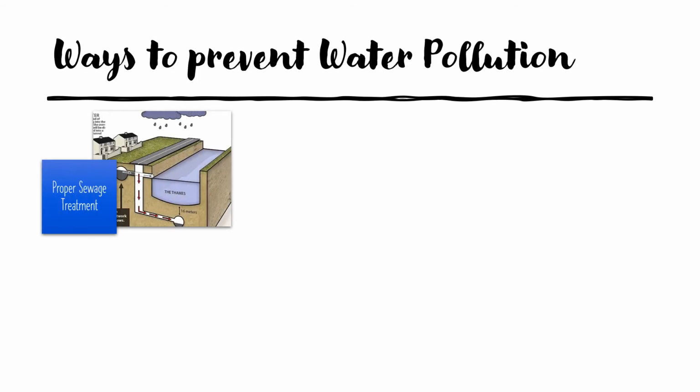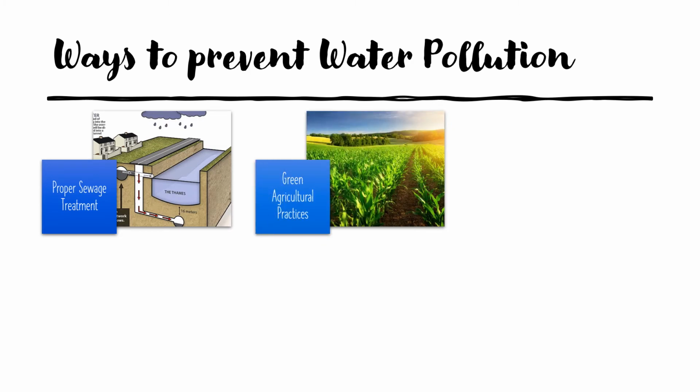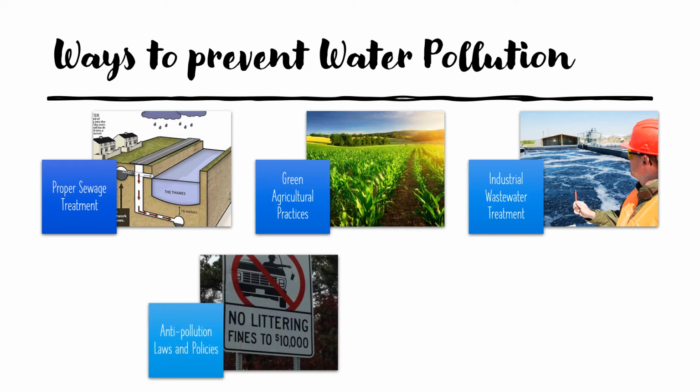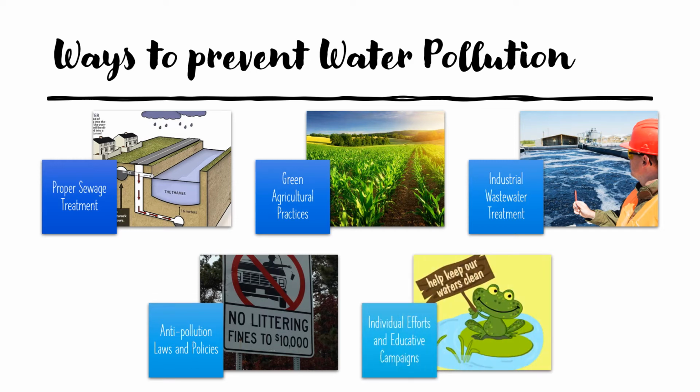Let's see how we can prevent water pollution. Whenever we use, or the city uses, proper sewage treatment, green agricultural practices, industrial wastewater treatment, which is very important, anti-pollution laws and policies, and individual efforts and educative campaigns.